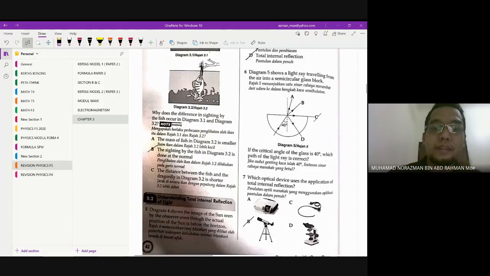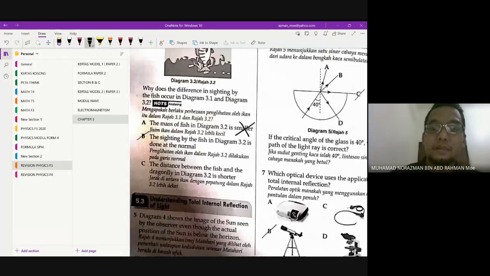So the mass of the fish tak ada kena-mengena dalam ni hal. So B, sighting by the fish is done at normal line. Okay, that's why no refraction. Okay, angle dia tak berubah. Refraction ada. Speed changes. Okay, speed of light changes. But dia punya angle dia tak berubah.